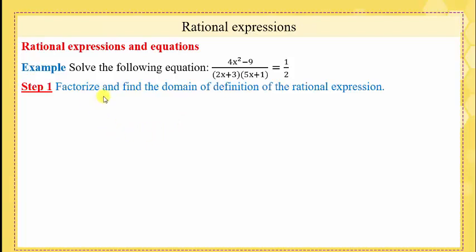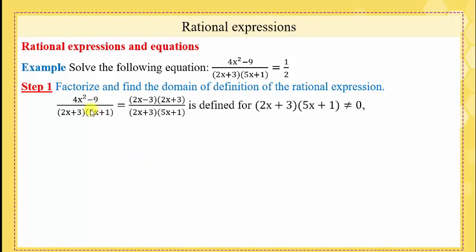Step 1, factorize and find the domain of definition of the rational expression. Here for x squared minus 9, it is of the form a squared minus b squared, which gives (2x minus 3) into (2x plus 3). But in the denominator we have a product between two factors, so it is written in the factored form. And then we give the domain of definition. This fraction is defined for (2x plus 3) into (5x plus 1) different from 0, so x different from minus 3 over 2 and x different from minus 1 over 5.